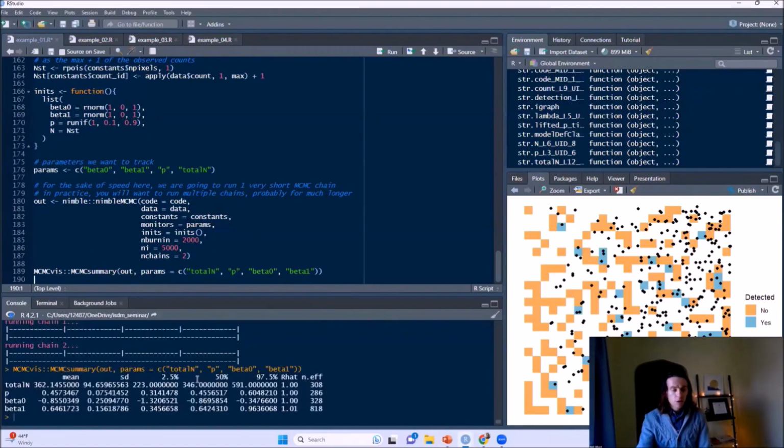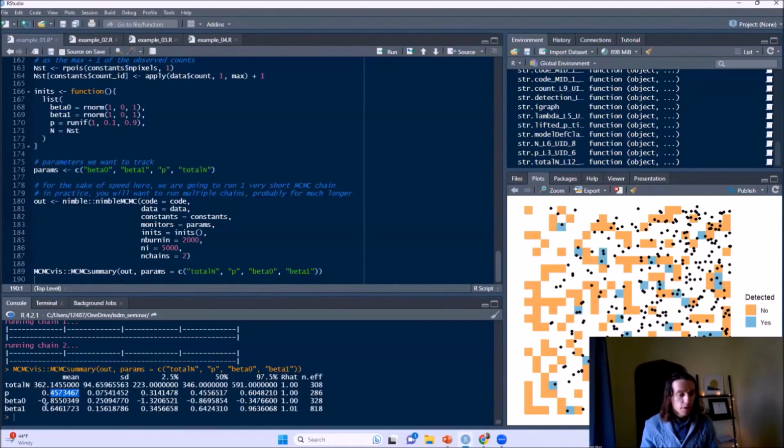So here, what's printed out in the console is just a summary of the posterior distributions of the parameters we wanted to track. So detection probability here, P, I believe I simulated the data with P set to 0.5. So it looks like we're estimating that pretty well. It looks like the 95% credible interval here overlaps that true value.